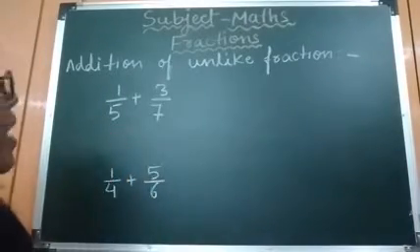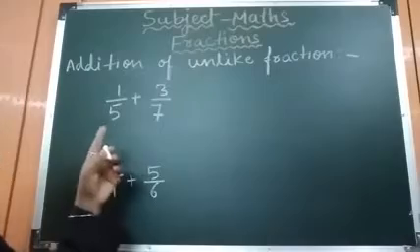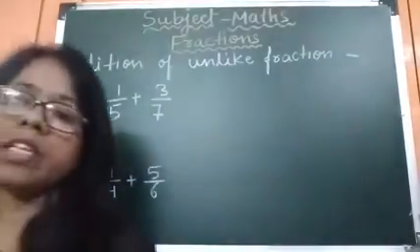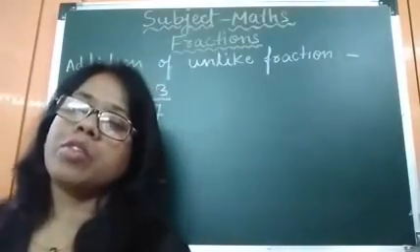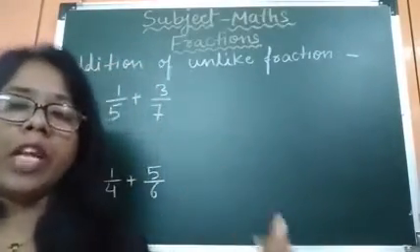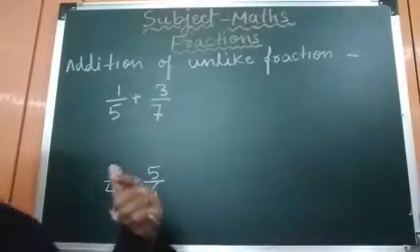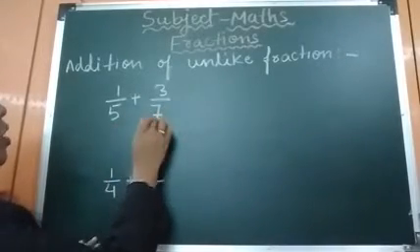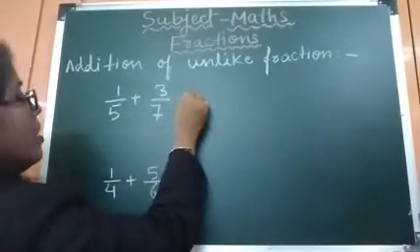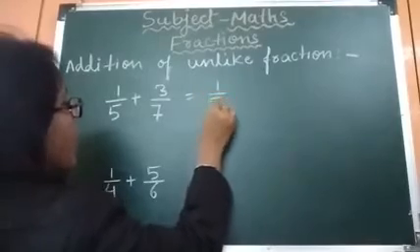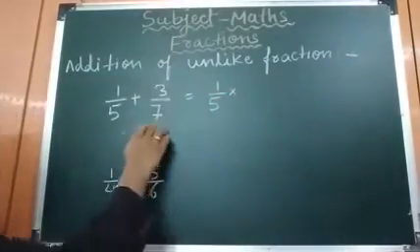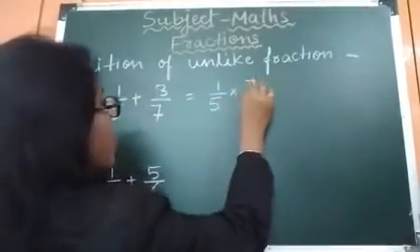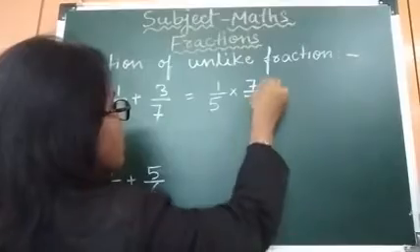Addition of unlike fractions. I have taken one example. 1 upon 5 plus 3 upon 7. These are unlike fractions because denominators are different. So, our first motive should be that we should equalize the denominator. We should make the denominator same. For making the denominator same, what will we do? We will multiply. See, 1 upon 5 is there. We will multiply the second fraction's denominator up and down. So, 1 upon 5 multiplied by 7 upon 7.